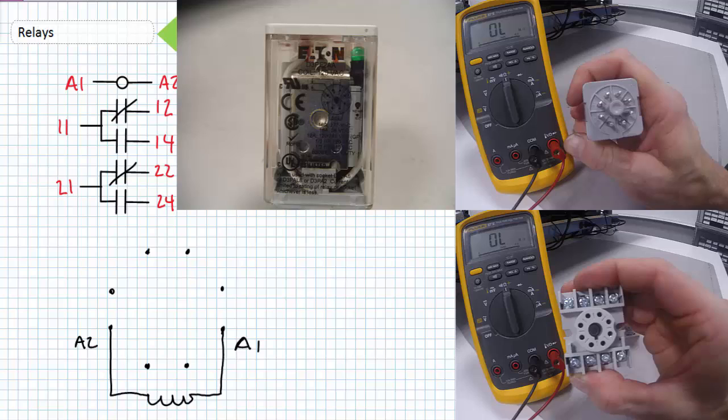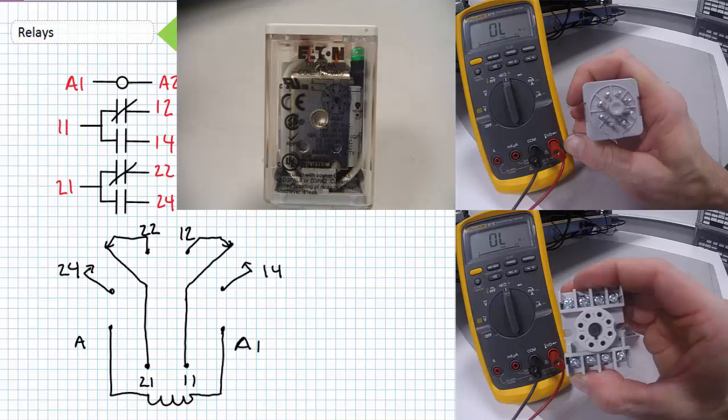If this relay is inserted to the socket correctly, the 2 outside terminals on the bottom of the base are the 2 coil terminals A1 and A2, and the 2 middle terminals on the bottom of the base are the common terminals for the 2 independent switches 1-1 and 2-1. The 2 outside terminals on the top of the base are the normally open switches 1-4 and 2-4. The 2 inside terminals on the top of the base are the normally closed switches 1-2 and 2-2. Keep in mind we're looking at the base, not the bottom of the relay.